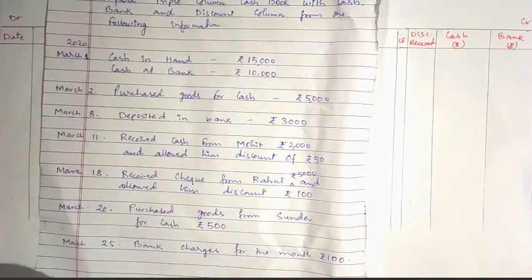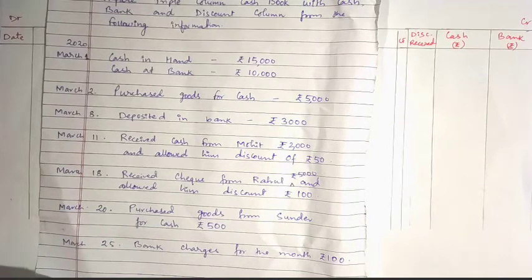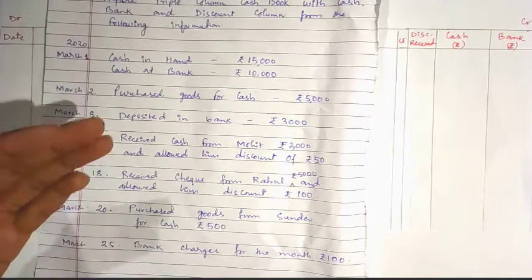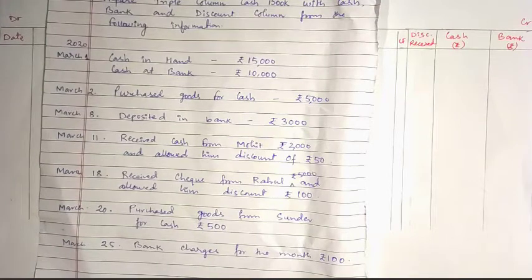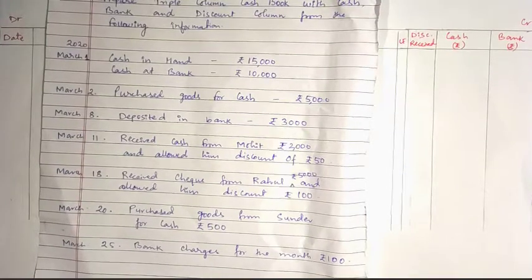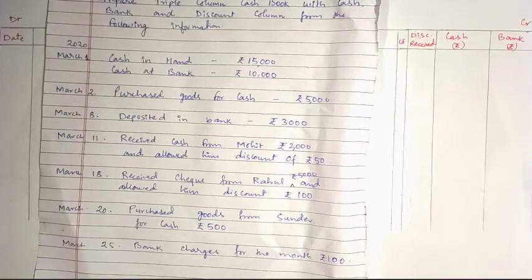2020, March 1, cash in hand is 15,000, cash at bank is 10,000. So this way many transactions and adjustments are given. So you have to record this under triple column cash book. So one by one we will see how it is recorded in triple column cash book.